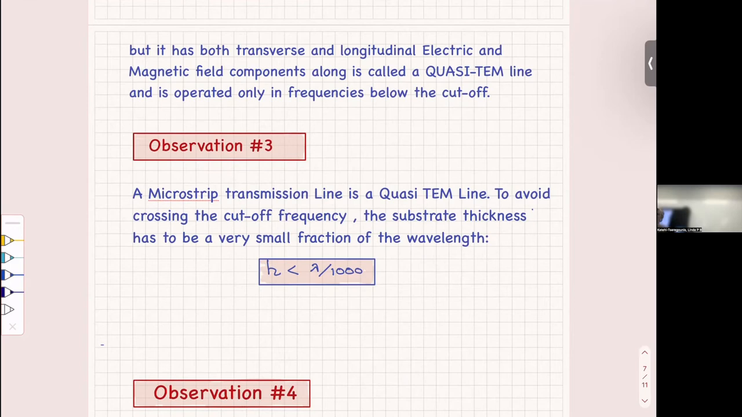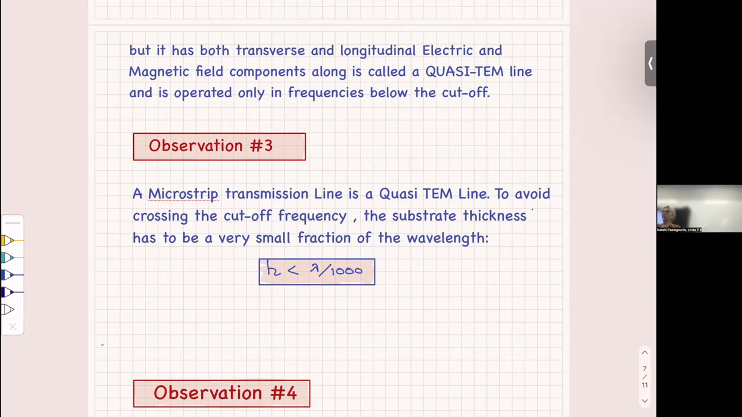All right? I talked about the wave. You have to go to the wavelength. Let's assume that you are at 1 gigahertz with a 1 centimeter thickness. 1 gigahertz is 30 centimeters. All right? So 30 centimeters wavelength divided by 1,000 is going to be 30 divided by 1,000, yeah, 0.03 of a centimeter. 0.03 of a centimeter makes it 0.3 millimeters, makes it 300 microns.